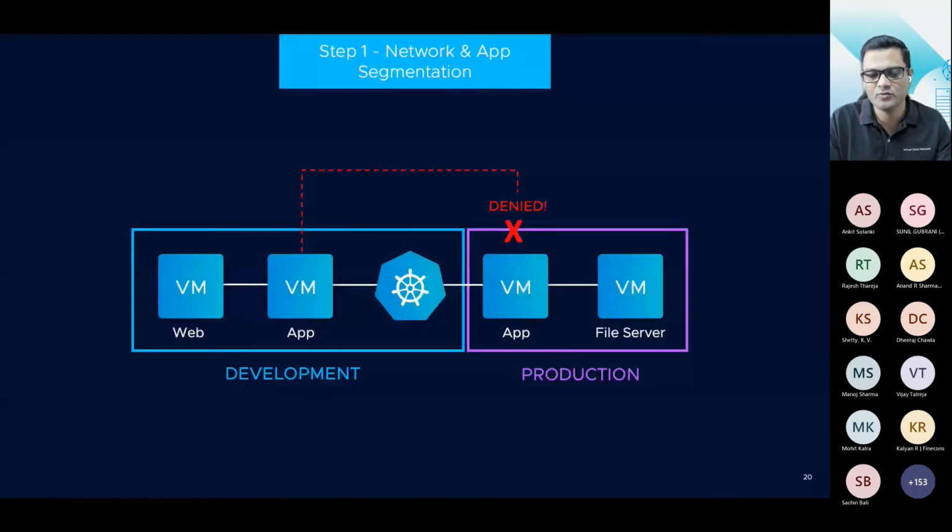This is going a step further wherein, for example, if you have a segmentation like this, where you have a development segment, where you have a web VM, an app VM, and a Kubernetes cluster, and then you have a production segment where you have an app VM and a file server VM, you can stop access between these two segments. You can also micro segment, or apply firewall policies between the VMs which are lying in the same segment. So when we say micro segmentation, using NSX, you can apply firewall policies to the most granular element of your data center. It could be a VM or it could be a container. That is the level at which I can go from a micro segment perspective.